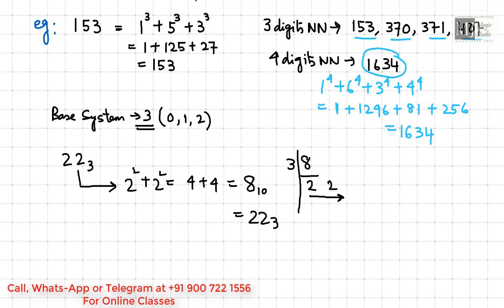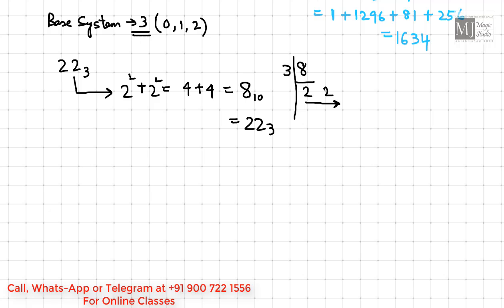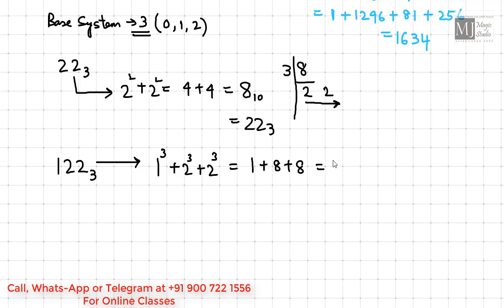Let me take up one more example. In base system 3 itself, we have one more narcissistic number of 3 digits. That is 122 in base system 3. So let us calculate. This is a 3-digit number, correct? So 1 cube plus 2 cube plus 2 cube. Let me see what we get. 1 plus 8 plus 8, that is 17.